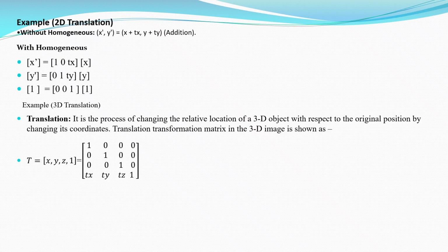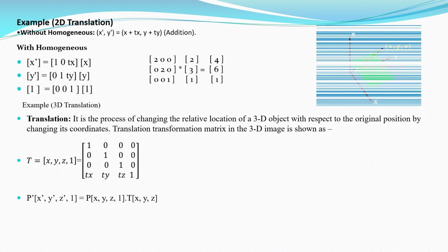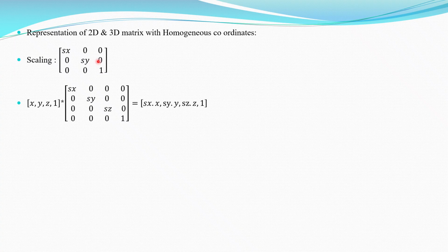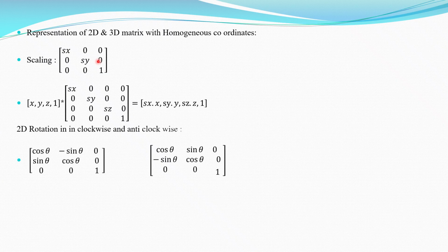Okay, so how do we write the matrices for scaling and the other transformation processes? Here is the representation of the 2D and 3D scaling matrices with the homogeneous coordinate. This is 2D with x and y, and this is the homogeneous coordinate. For 3D it gives x, y, z and the homogeneous coordinate. This is your equation, and this is how you write the matrix.